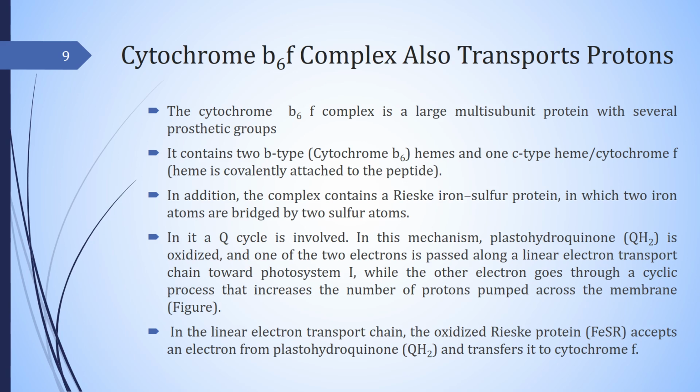Cytochrome f then transfers an electron to the blue colored copper protein plastocyanin, which in turn reduces oxidized P700 of PS1.